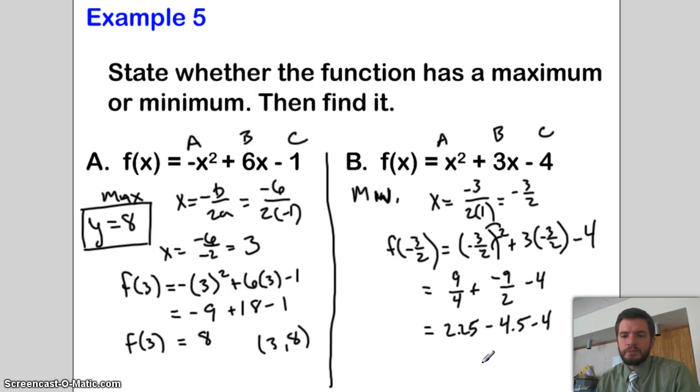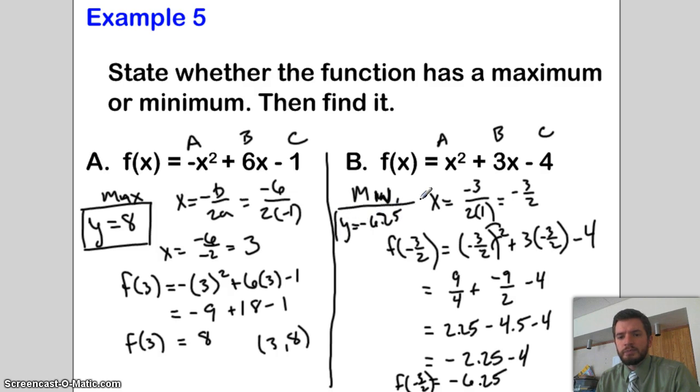Minus 4. Alright, so 2.25 minus 4.5 is going to be -2.25 minus 4. So the y value then in this case will be -6.25. So that's what f of -3 halves is. That's our minimum. Our minimum is y equals -6.25. And there you go. I know the fraction was kind of confusing, but it's the exact same thing. You're just trying to find whatever the minimum is.